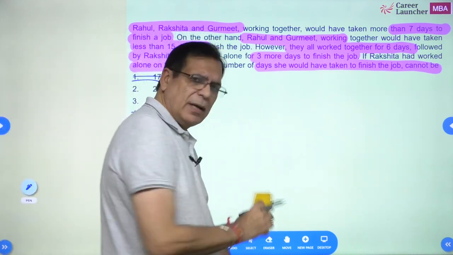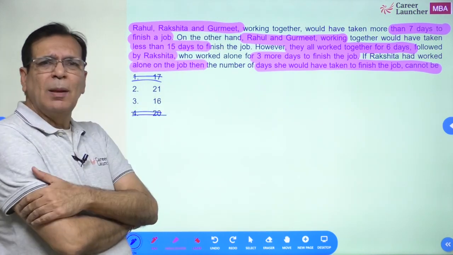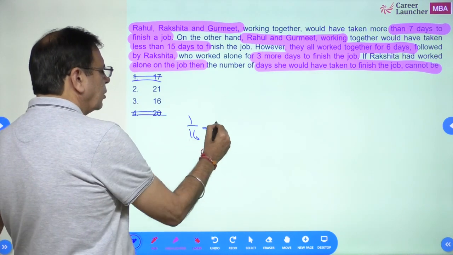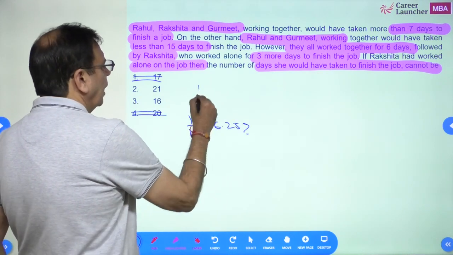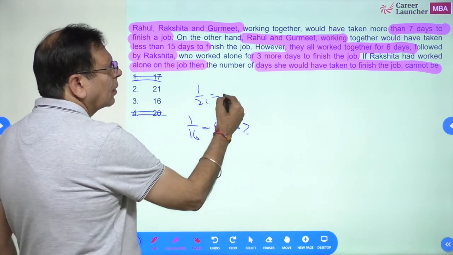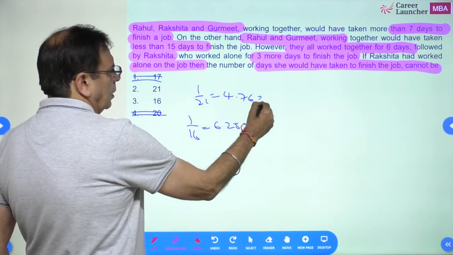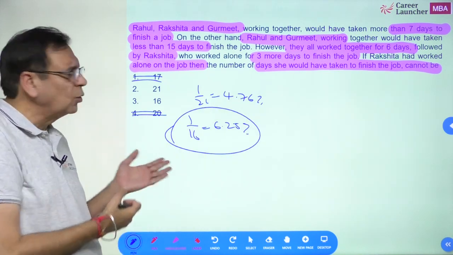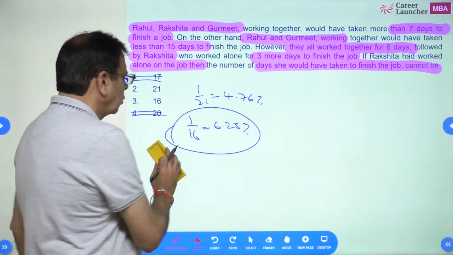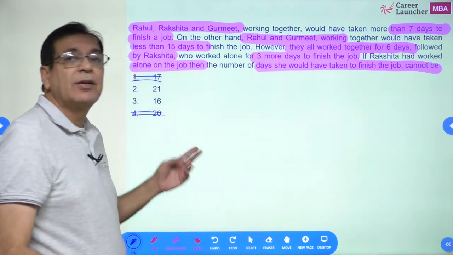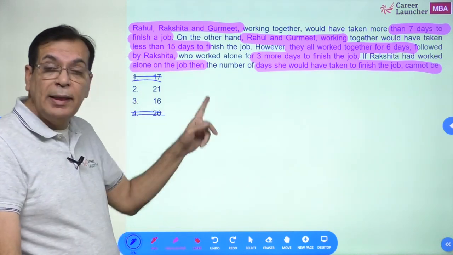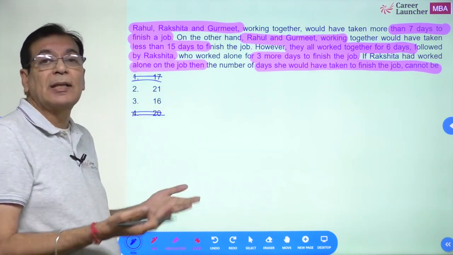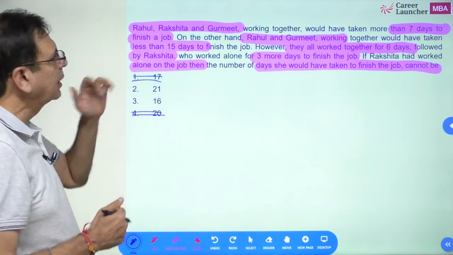Now what will I do? I'll check between the two, which is an easier number to work with, 16 or 21? 16. 1 by 16 is 6.25%. 1 by 21 is 4.76%. This is easier, right? 1 by 16 is 6.25, and it is easier to work with. Why should I go with this one? Okay, so I will check 16. If 16 is possible and satisfies all the conditions, then this will not be the answer. That means the answer will be 21. If 16 does not satisfy, then that becomes the answer. Okay, now let's look at the question.